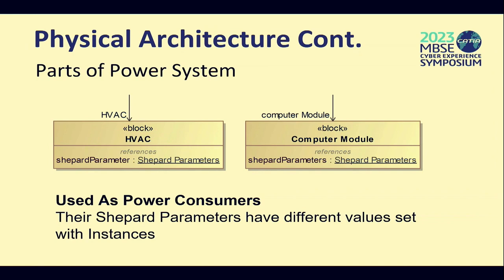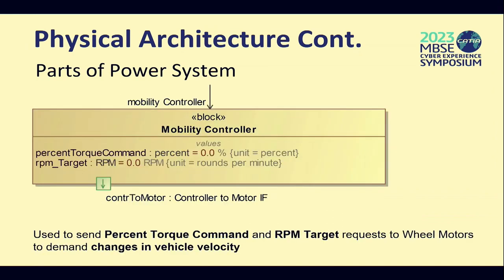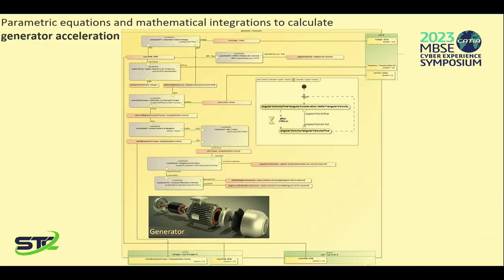And that's done using those shepherd parameters as well. The mobility controller in this model is really used to set that desired torque and RPM to cause this vehicle to accelerate. And really, we only needed it to have those two value properties, which were the % torque command from the wheel motors as well as the target RPMs. So using those two value properties, we can cause this vehicle to accelerate, and we're encapsulating that in the block called the mobility controller in this model.